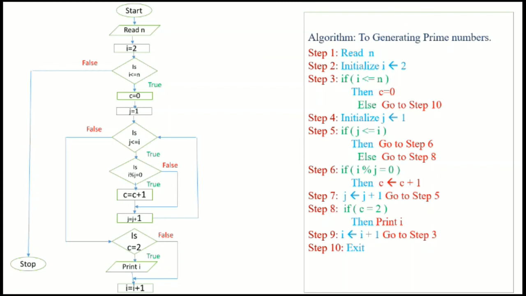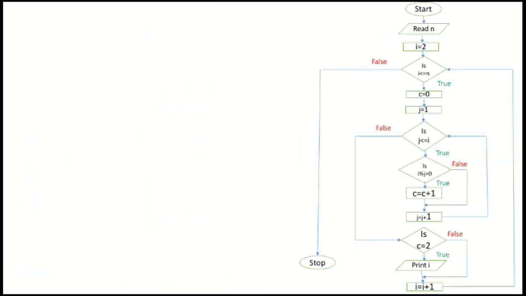Then we will go back again and check whether I is less than or equal to n, and this loop will be repeated till I is less than or equal to n. When the condition becomes false, we will stop our flowchart. Now we will take input and we will see how the logic works.